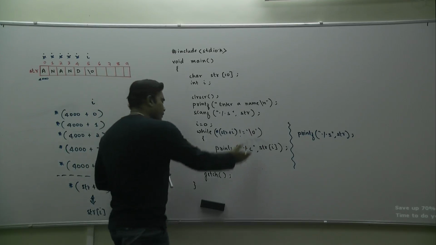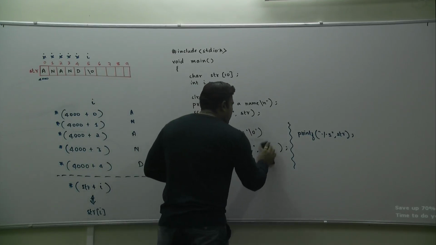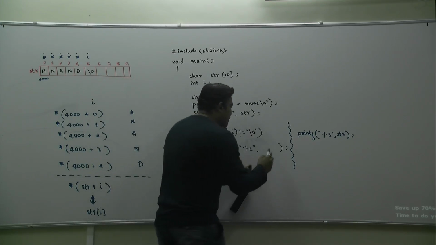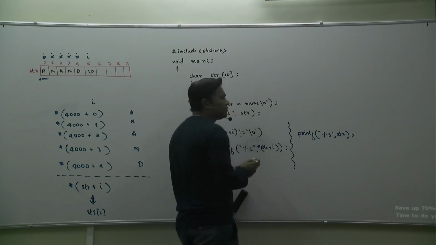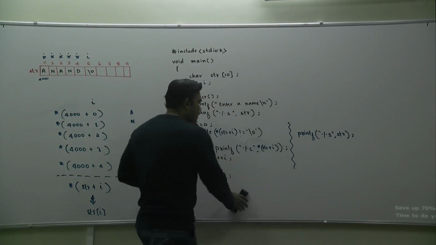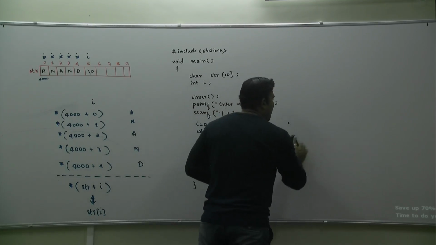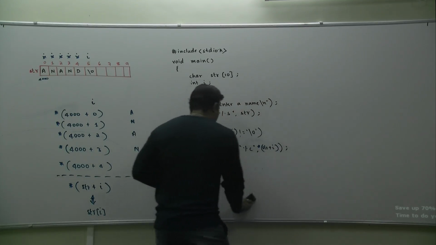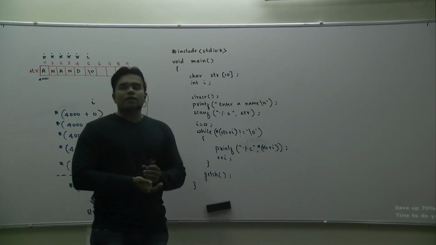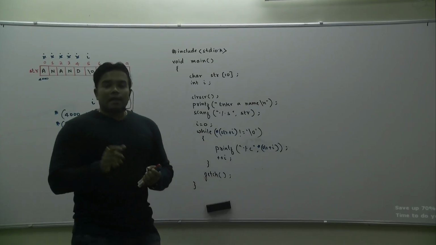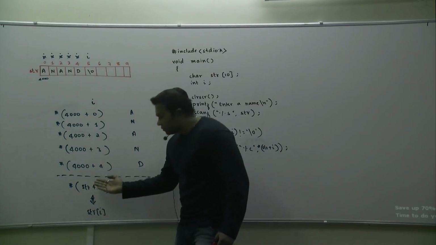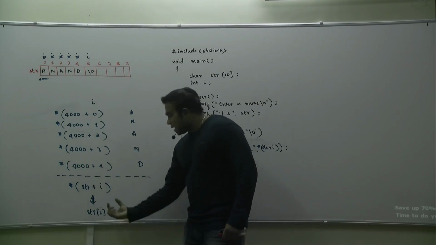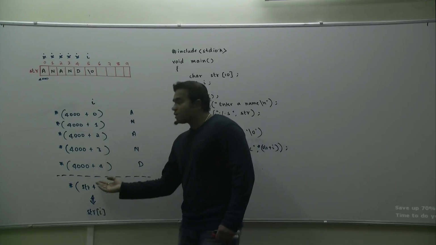Sir, can we do this one also? Why not? This also you can replace. Str of I is nothing but star of str plus I, the content. I can tell it like that. Not an issue. As a student, this is what I wanted you to understand. An array can be represented in the pointer notation also. This is the array notation, but internally this is what happens.